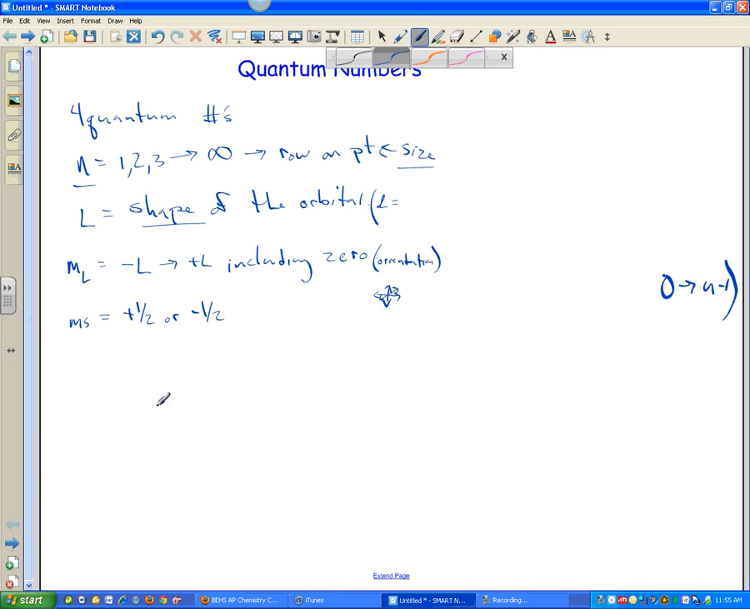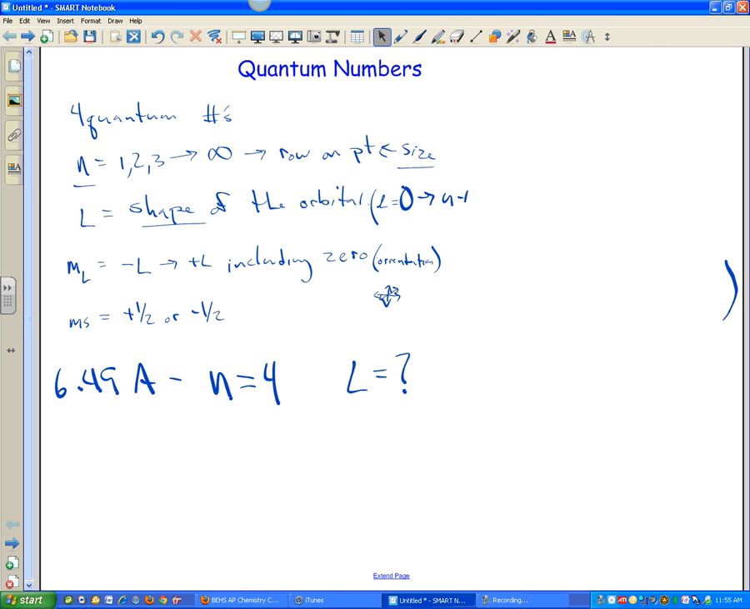So here we go. Let's look at some problems in the book. It looks like number 49A. 6.49A says the following. For n equals 4, they're telling us n equals 4. What are the possible values of L? Okay, so I just come up here. That's the piece that I forgot to take with us. Let's put that right here.